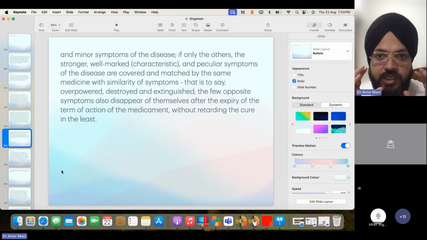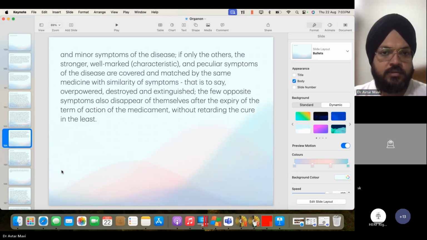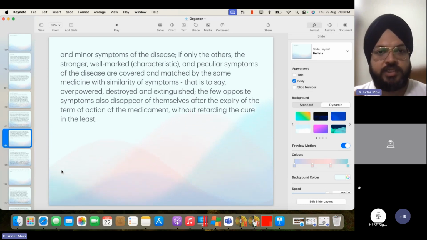So we have to see the symptoms which are very well marked, very characteristic, very peculiar, and which are very strong and intensely displayed in the patient, wherever they are, whether they are symptoms of the mind, the generals, or some physical particulars, wherever they are, but they should be of this character.